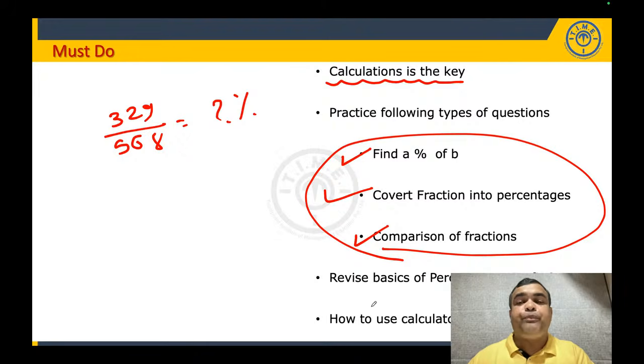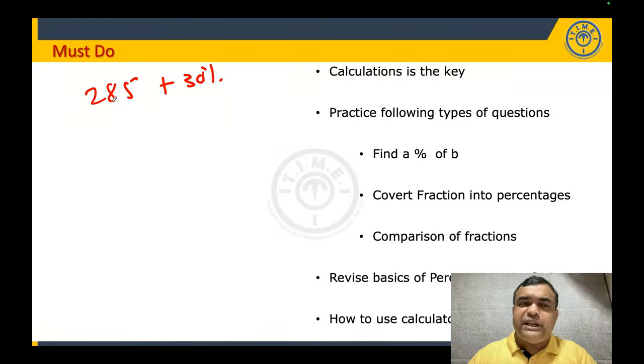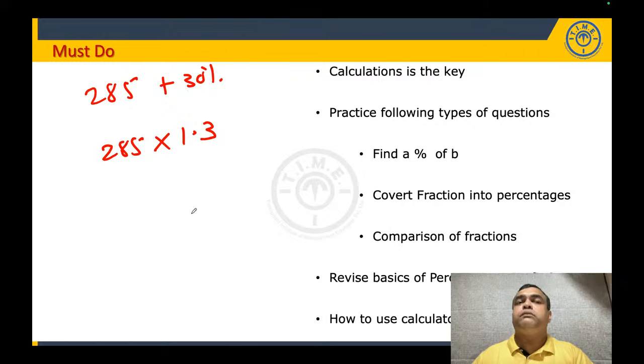Before starting your DI, revise the basics of percentages, profit and loss. Okay, learn how to use the calculator. Exam में calculator use करना is a skill. Suppose मैंने तुमको पूछा 285 add 30%, तो हम लोग 30% निकाल के नहीं ऐड करेंगे. 285 if you are to add 30%, you just multiply by 1.3. तो this is what is expected on calculator.